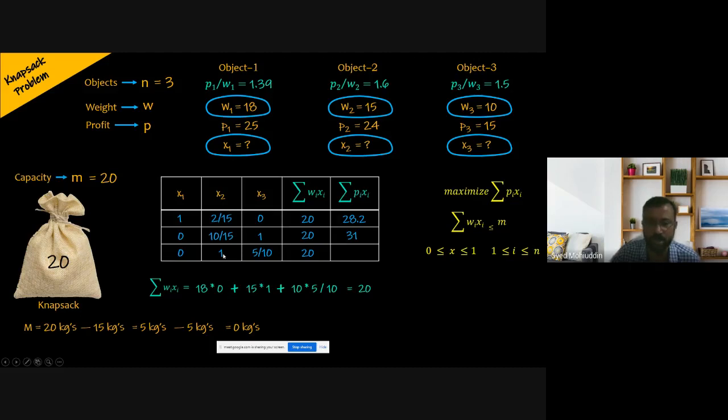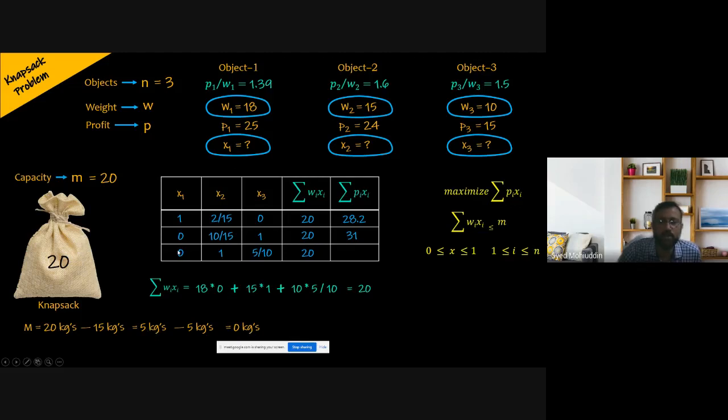That is 1, so the fraction is 1. So x2 will be 1. So 20 minus 15 is 5. The knapsack now has 5 kgs remaining. Then, which has the next highest profit to weight ratio? Object 3. Since 5 is the remaining weight, we will fill it by 5 divided by 10. That is the fraction of object 3. So x3 will be 5 by 10. 10 into 5 by 10 is 5 itself. So 5 kgs minus 5, we are left with 0.